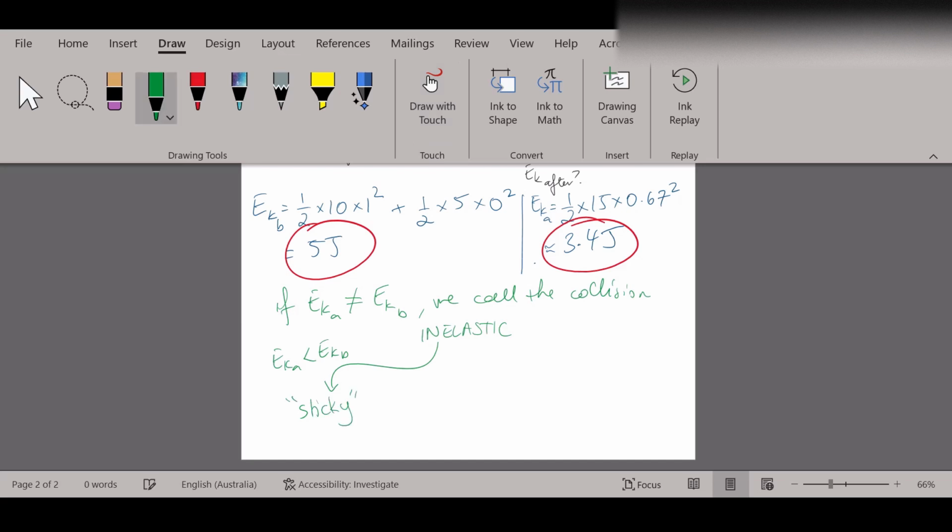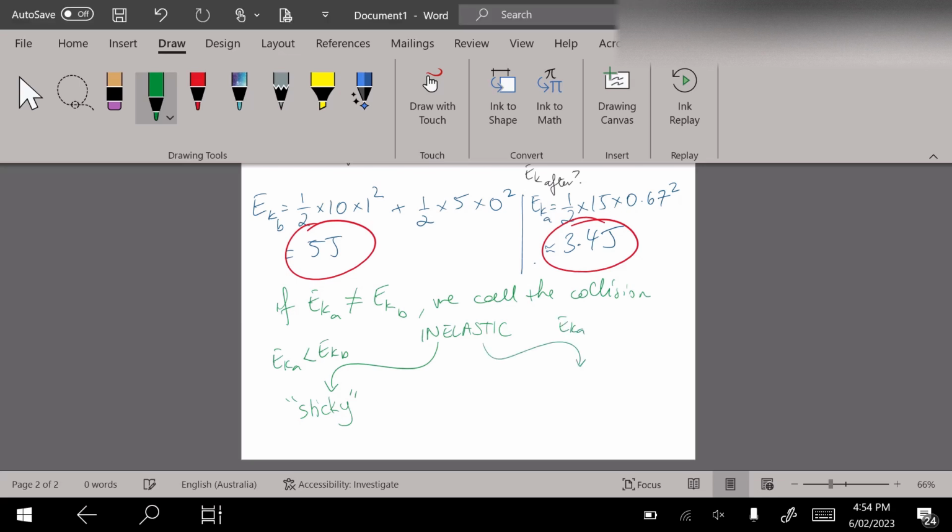But there's also another circumstance where the kinetic energy after is greater than the kinetic energy before. Well, when does that happen? Well, it happens with explosives. That's called an explosive collision. And it might not make sense to think about an explosive collision when things are breaking apart. But hopefully it makes sense, right? If I insert a new page, I'll draw it for you and show you why.